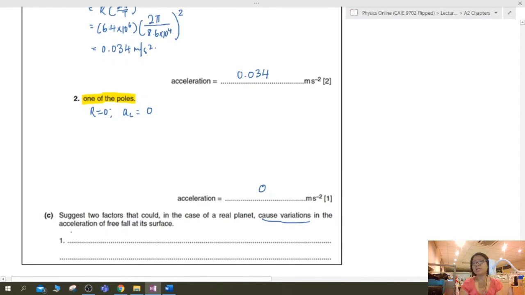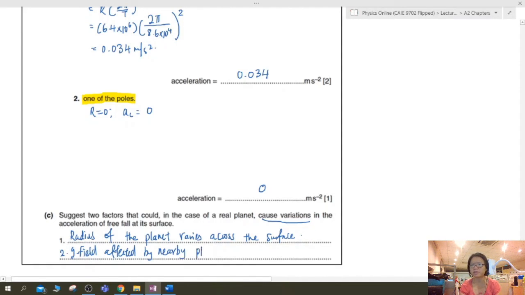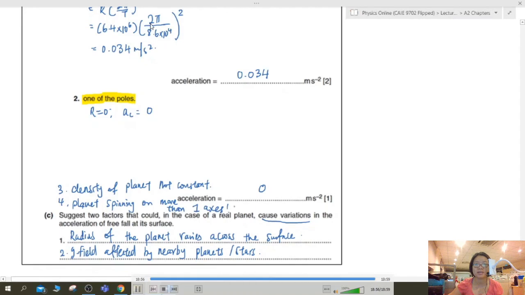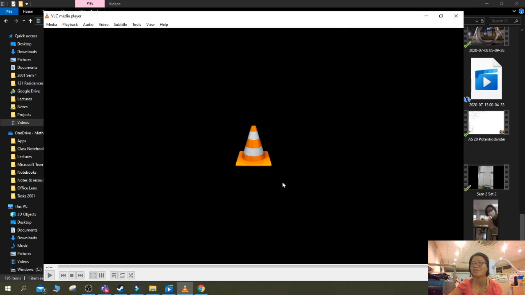Next part. In the case of a real planet, what could affect the acceleration of free fall? Radius of the planet can change along the surface, so your g might not be constant because you have high mountains, you have low valleys. Second thing, you could say that the gravitational force could be attracted by a nearby planet. Maybe there's another moon that is too close, and the gravitational field strength of the moon will slightly impact the gravitational field strength on the surface of the planet. Number 3, the density of the planet might not be constant. And number 4, which is the example that we discussed today, the planet might be spinning. In fact, it might even be spinning on more than one axis. But the whole idea is that the planet will be spinning.